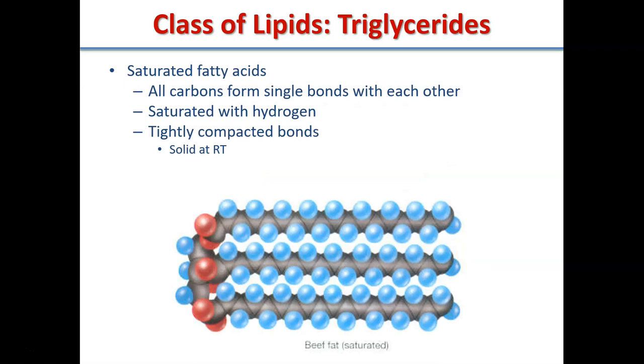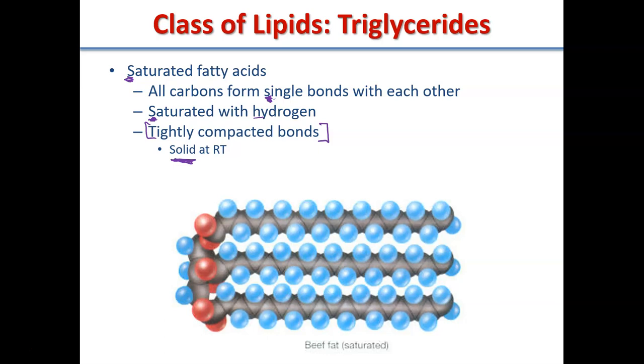So, saturated. Let's talk about this one in more depth. Saturated fatty acids are typically going to form single bonds with each other. We call them saturated because they're actually covered, or saturated, with hydrogen. So for something to be saturated, it means it's covered. It has single bonds, and because of those single bonds, they form these very tightly compacted rows, which tend to be solid at room temperature.